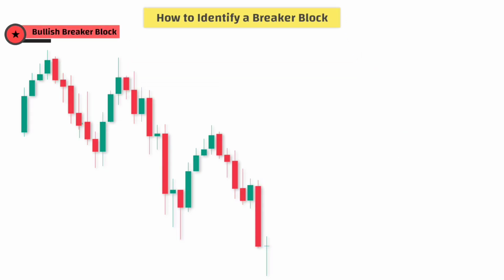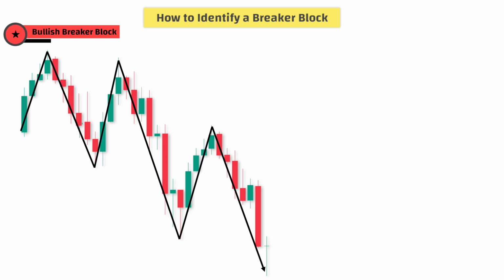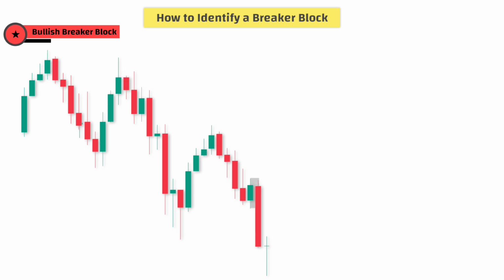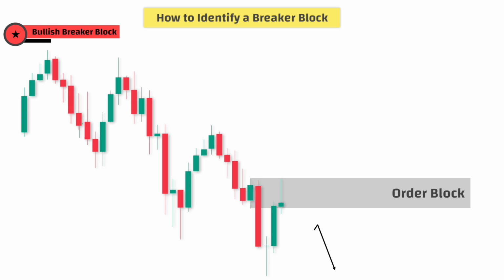In a bullish breaker, start with a bearish environment where price has been forming lower highs and lower lows. Identify a bearish order block that caused a previous downside displacement. Price returns to that bearish order block and reacts, but instead of continuing lower and creating a new low, it fails to maintain bearish pressure.